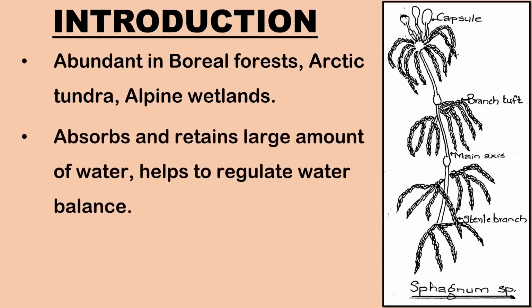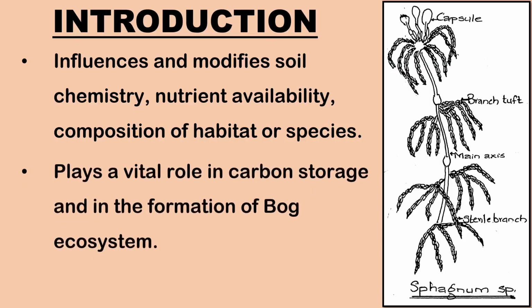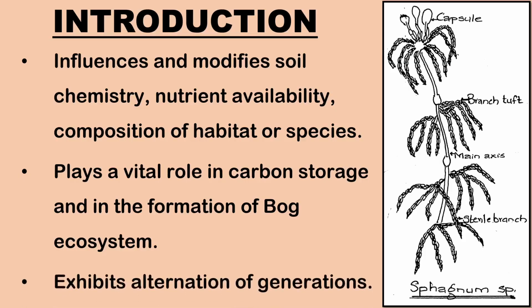It can absorb and retain large amount of water and thus helps to regulate water balance. It can influence and modify soil chemistry, nutrient availability, and composition of habitat or species. Sphagnum plays a vital role in carbon storage and in the formation of bog ecosystem. Sphagnum exhibits alternation of generations with a dominant haploid independent gametophyte and a dependent diploid sporophyte.